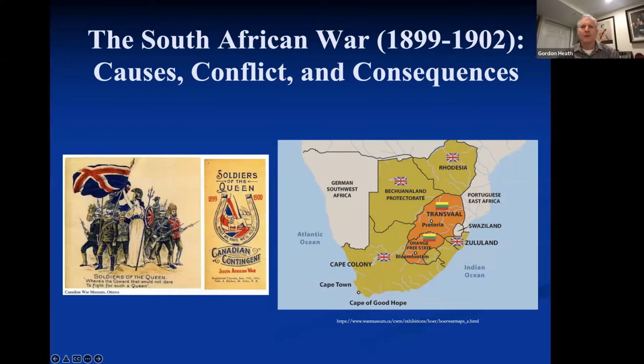There we go. So the South African War has many different titles. You can see the dates on the PowerPoint, 1899 to 1902. It's sometimes called the Anglo-Boer War, the Second Anglo-Boer War. And if you're from South Africa, you may have other names for it. But we'll call it the South African War or the Boer War. Sometimes I flip back and forth between titles. But you see the dates.